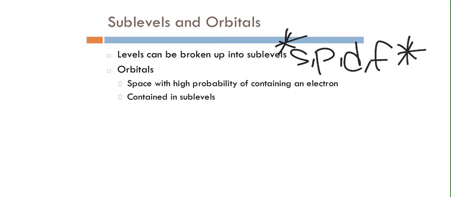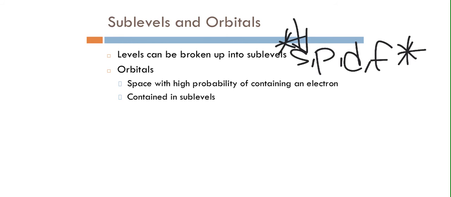Level 1. I talked about how level 1 is closest to the nucleus. Level 1 has 1 sub-level. That sub-level is the lowest, so it would be S. So there is only a 1S sub-level in level 1. Level 2 has 2 sub-levels, so it would have S and P. Those are known as S and P sub-levels. Level 3 can hold 3 sub-levels, so it has S, P, and D. Level 4 has 4 sub-levels, S, P, D, and F.